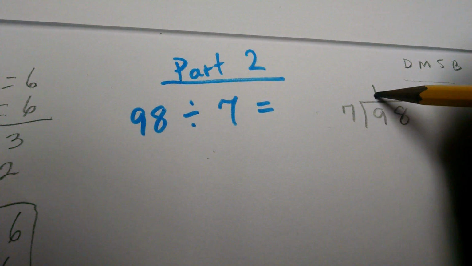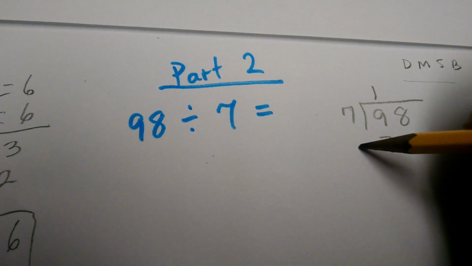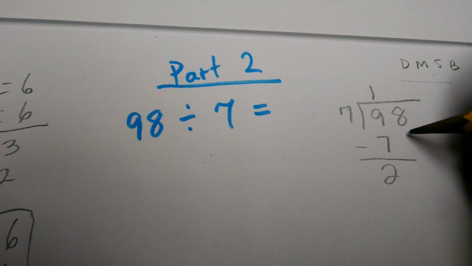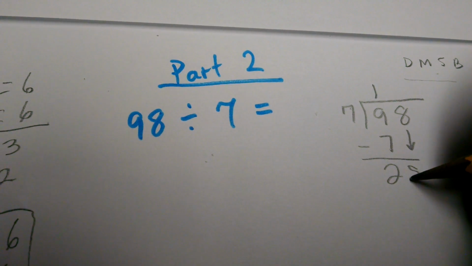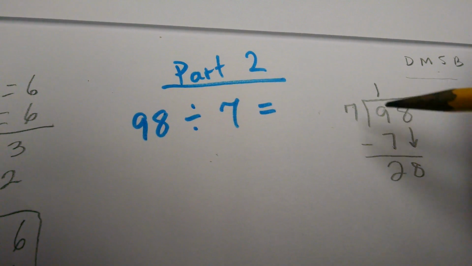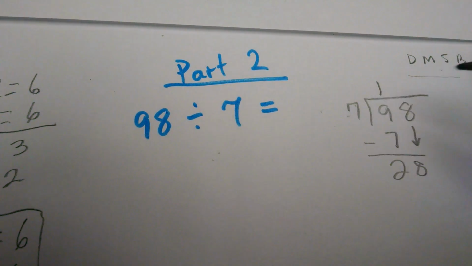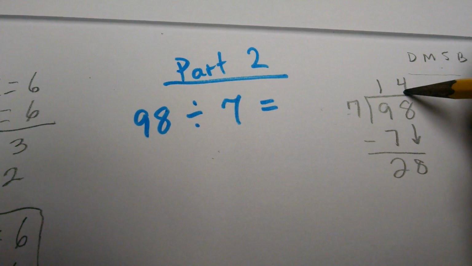So now we multiply. 1 times 7 is 7. 9 minus 7 is 2. That's the subtraction part. Bring down the next digit. And then we do it all over again. How many times can 7 go into 28? And we know our facts. 7 times 4 is 28.